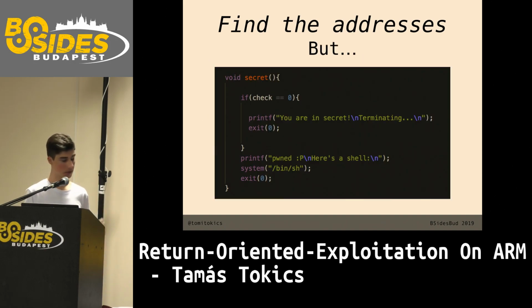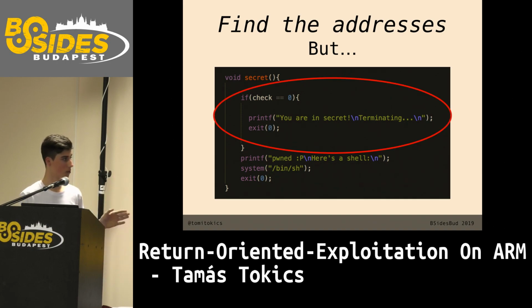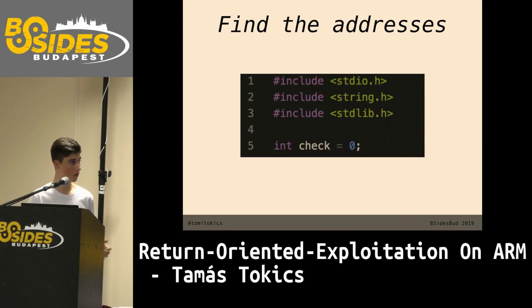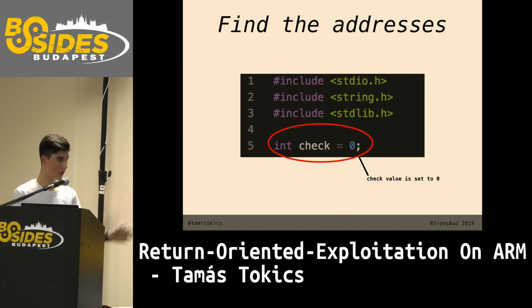But we can see that if we jump to secret, we have a check here. If the check variable is equal to 0, then it prints out that we are inside secret and terminating, and basically terminates. Checking it out, we can see we have the check variable and it's set to 0.